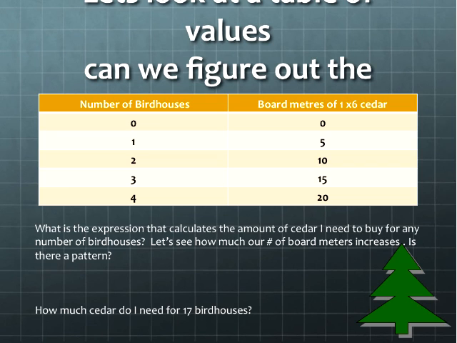So, Stephen's got it already. What we have here is n times 5 equals, where the n is the number of birdhouses. So let's make sure that we know what our variables are. N is the number of birdhouses.